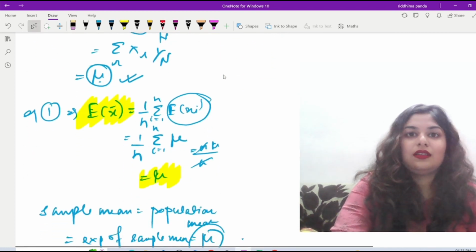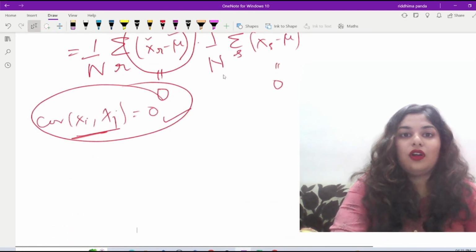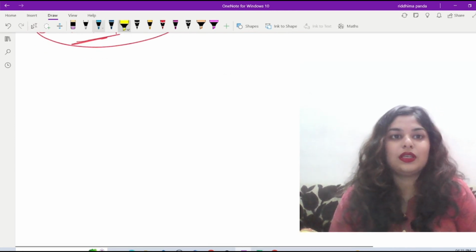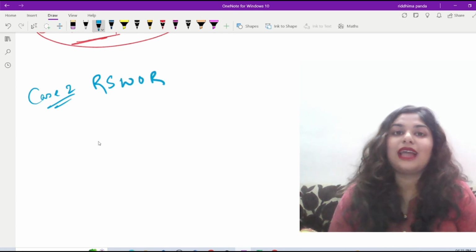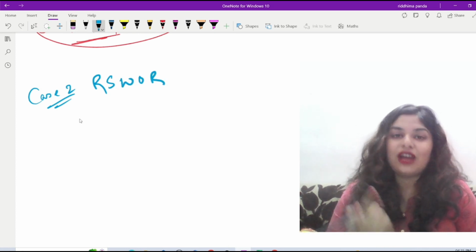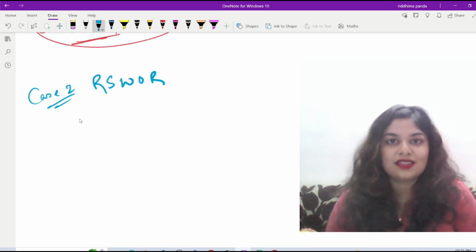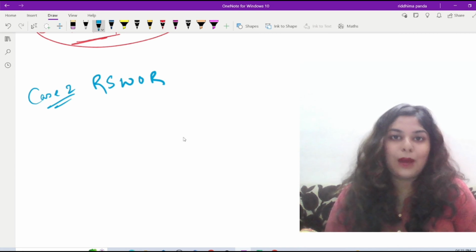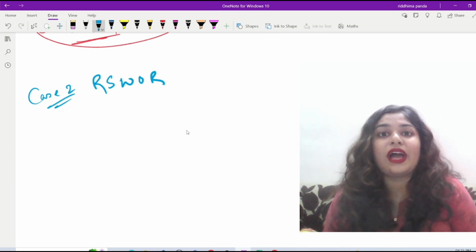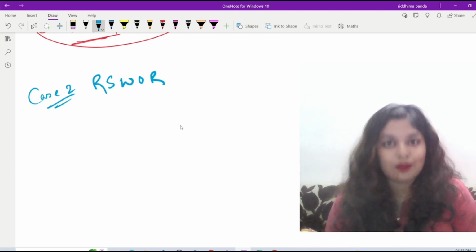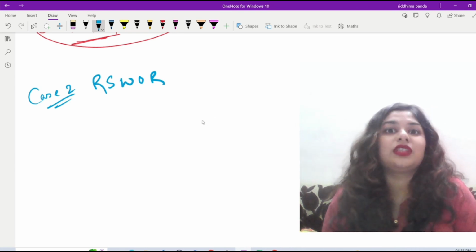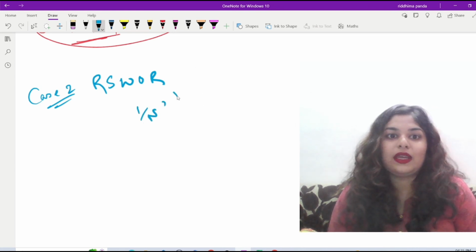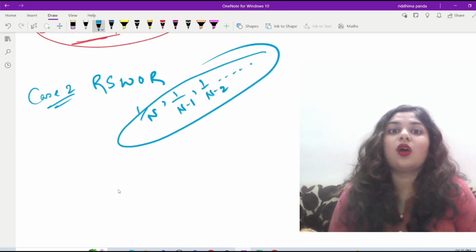Okay, now let us calculate the same thing for case 2, and case 2 is random sampling without replacement. That means suppose in a bag you have 10 balls. During the first draw, the probability of selecting one ball out of 10 is 1 by 10, but we are not replacing it. So during the second draw I will have 9 balls, so the probability is 1 by 9. For the third draw the probability is 1 by 8, so the probability is changing. First it will be 1 by n, then 1 by n minus 1, then 1 by n minus 2, and so on. So this is how we are going to get the probability.